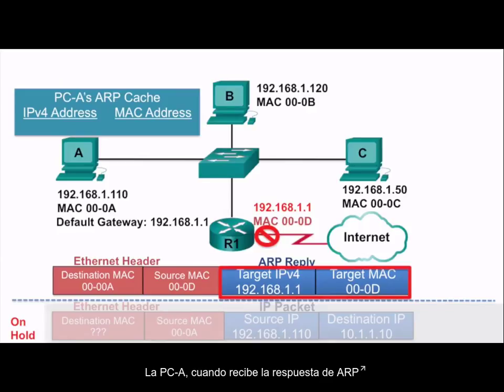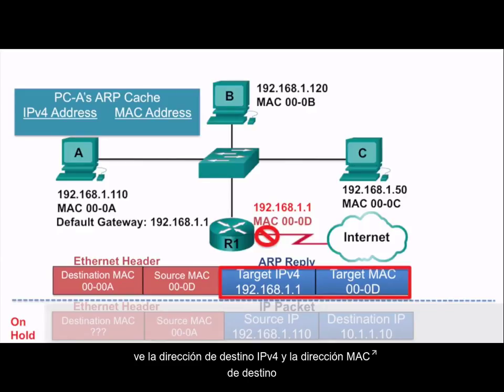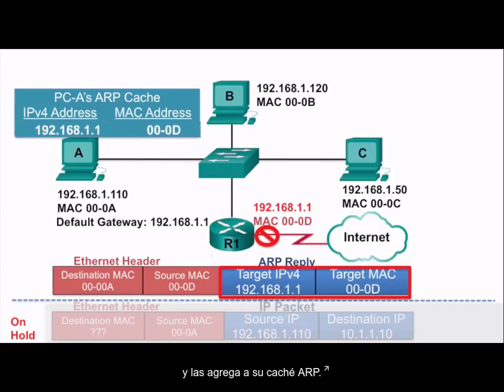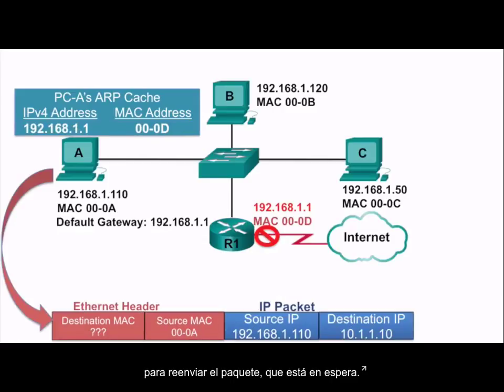PCA, when it receives the ARP reply in response for its ARP request, sees the target IPv4 address and the target MAC address and adds that to its ARP cache. It now has the information it needs to forward the packet which is on hold. So the destination MAC address is now going to be 000D, that of the router R1, its MAC address. And now PCA can forward the frame onto router R1.